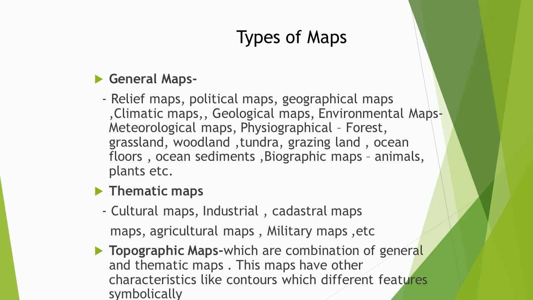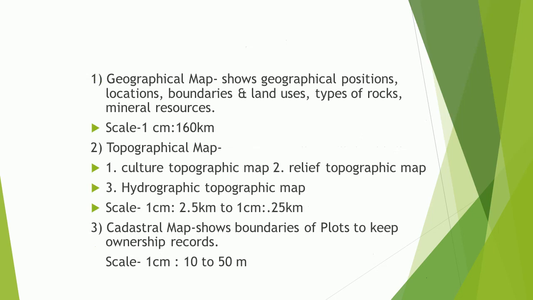Topographic maps, which are a combination of general and thematic maps. These maps have other characteristics like contours which show different features symbolically. Geographical map shows geographical positions, locations, boundaries and land uses, types of rocks, mineral resources. Scale 1 cm 160 km.